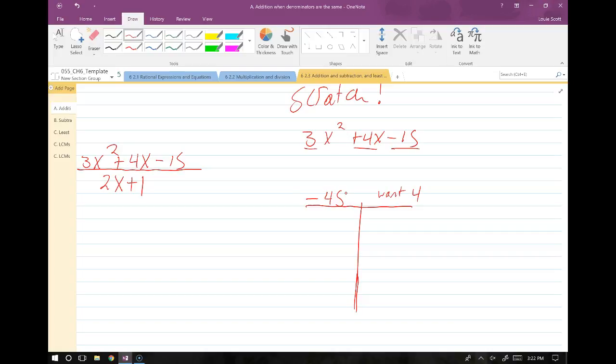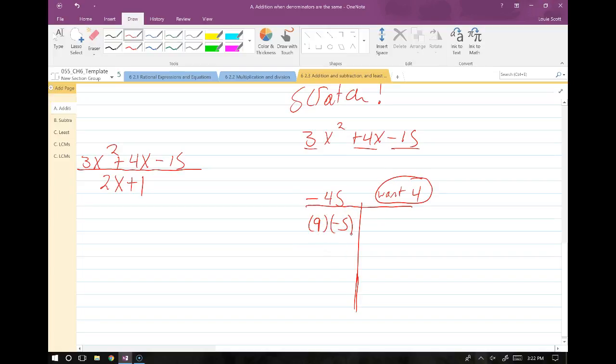So 3 times 15 is 45, right? What do those differ by, though? 12. So that's not quite it. What's 45 divided by 5? 9. Those differ by 4, right? Cha-ching. We want a positive 4, so the larger factor is going to be positive. So positive 9, negative 5 will be what we split it up into.